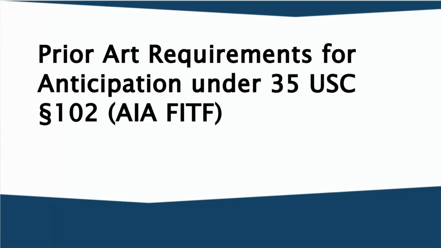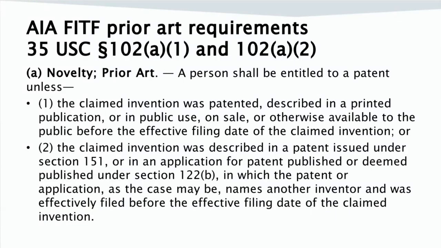We will now turn our attention to prior art requirements for anticipation under the America Invents Act of 2011. There are only two subsections of the AIA that identify prior art. 35 U.S.C. 102(a)(1) and (a)(2) set forth the potential disclosures that may be used to make a prior art rejection in an AIA application.